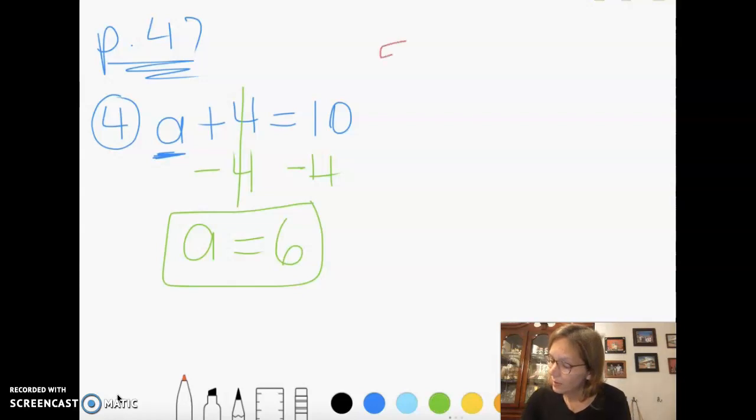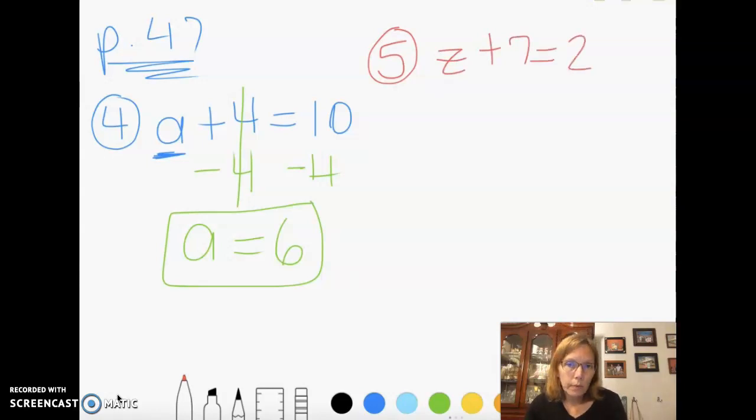Number 5. z + 7 = 2. Okay, now I do make my z's a little bit weird because if I don't cross my z, it looks like the number 2. And then I get confused when I have variables and numbers. Okay, so that's why I make my z's look like that.